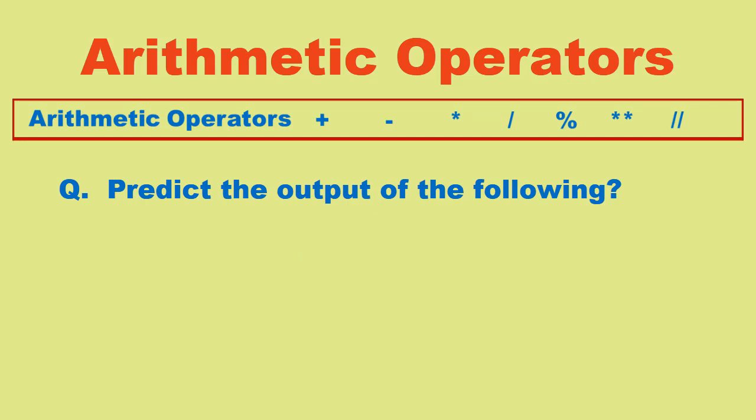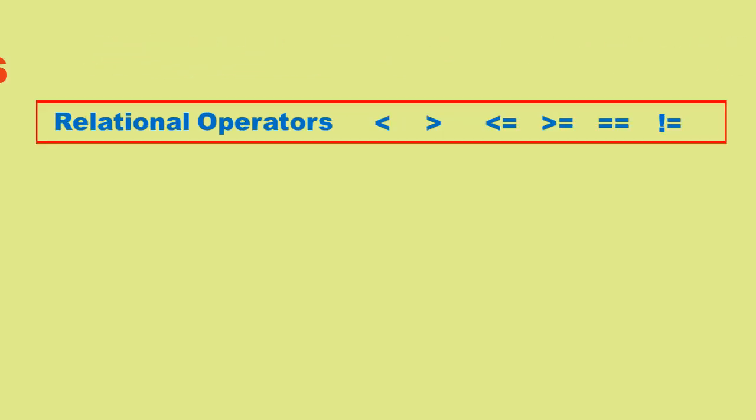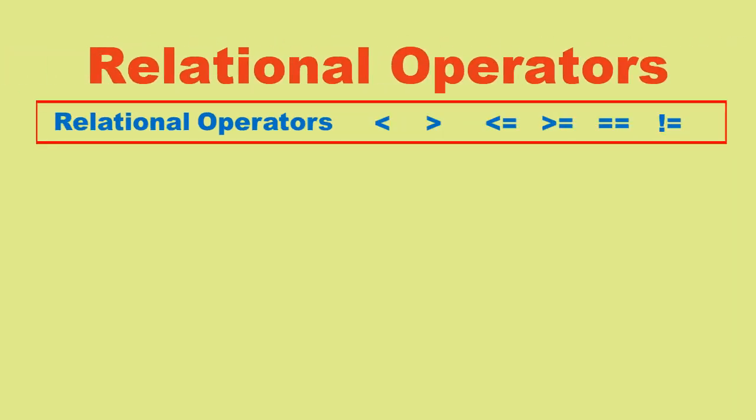In this question, predict the output, 2 will be replicated 4 times to give 2, 2, 2, 2 in the first part, and in the second part, 5 will be multiplied by 6 to give 30. Here make sure you notice whether both the operands are numbers or are different data types for you to give the right answer. Next are relational operators, which are used to compare the values.